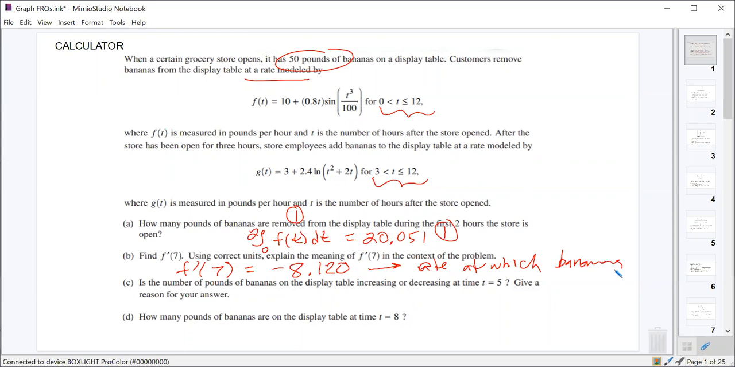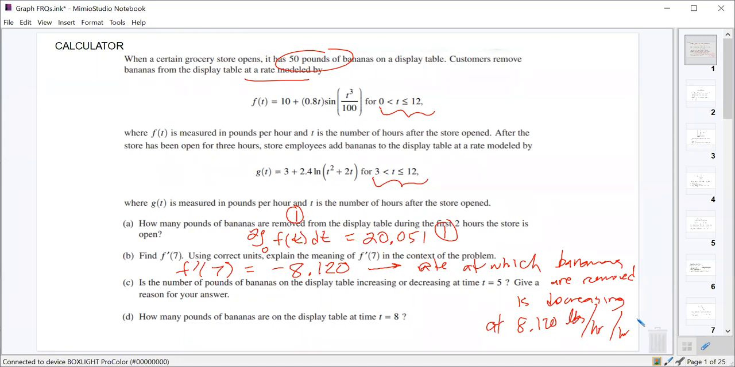bananas are removed is decreasing at 8.120 pounds per hour per hour. Pounds per hour squared or pounds per hour per hour, however you want to write it.